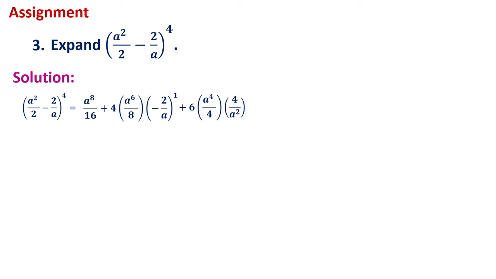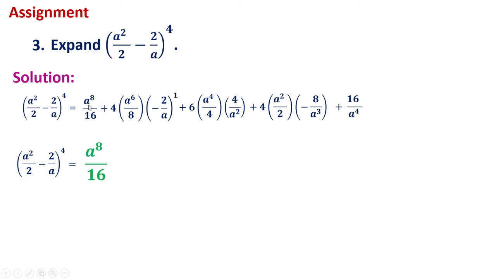Negative yan. 6a to the 4th over 4. Multiply a 4a squared. So, plus 4a squared over 2 multiplied by negative 8 over a3 plus 16 over a4. So, final answer natin. A to the 16, 8 over 16 plus 2 times 4 is 8 over 8 is 1. So, 5, 6 minus 1 is 5. So, negative yan ha, kasi because of this one. Negative a to the 5th.